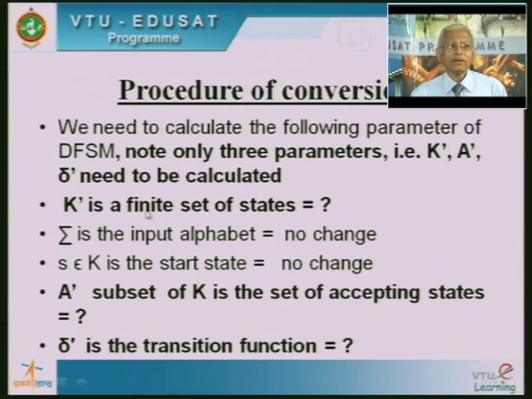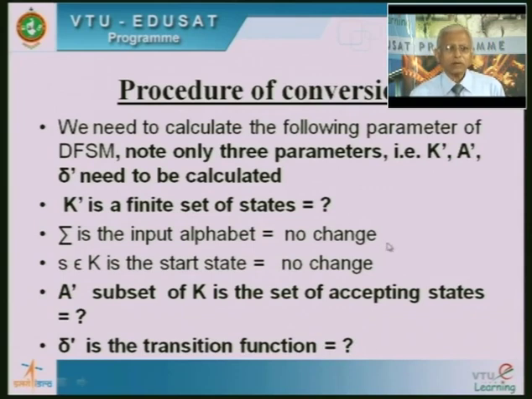K is the finite set of states, and K dash is that for the deterministic machine. Sigma will be the same, whether it is non-deterministic or deterministic. The start state also will be the same. So you don't need to calculate 2 parameters; out of 5 parameters you need to calculate only 3. If you are able to calculate all these 3, that means you have converted. A dash is the subset of K dash, the set of accepting states. The transitions you must be able to calculate. So with these 3 parameters, the translation is over.